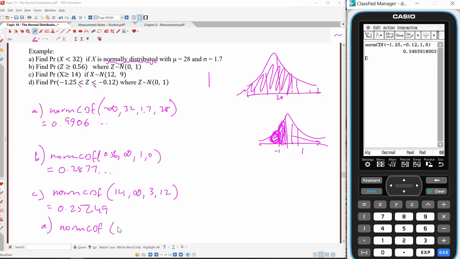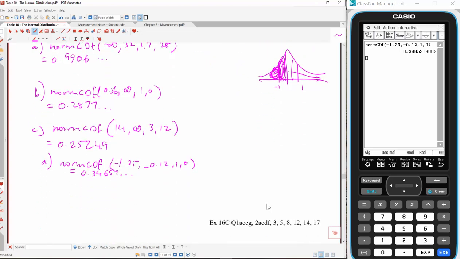Okay, so negative 1.25, negative 0.12 equals 0.34659 dot dot dot dot, depending on the number of decimal places. All right, and there's your questions.